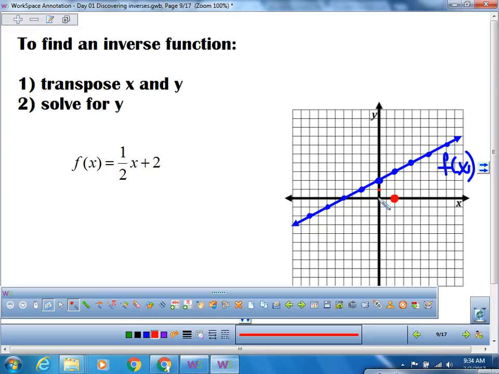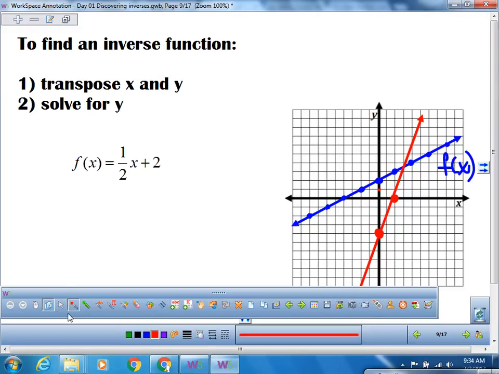All right, let's look at another point. Over here, if I've got 1, 2, 3, 4, negative 4, 0, then I should have 0, negative 4. 1, 2, 3, 4. So that should be the inverse. Let's check by transposing x and y.